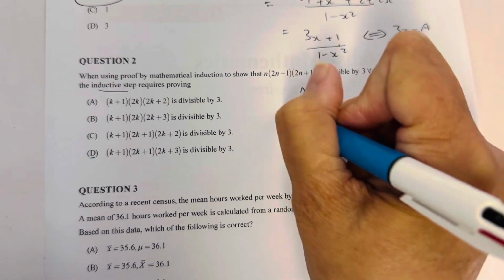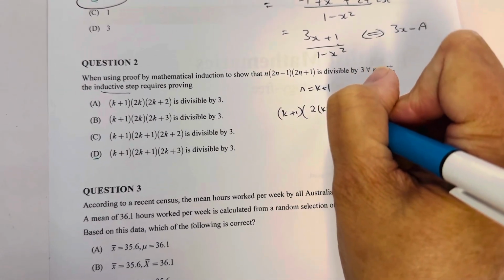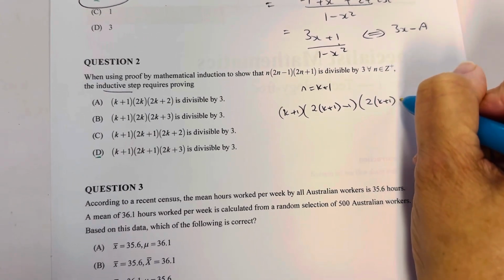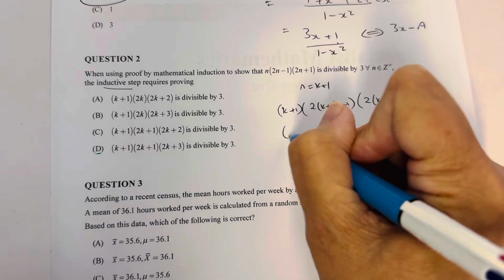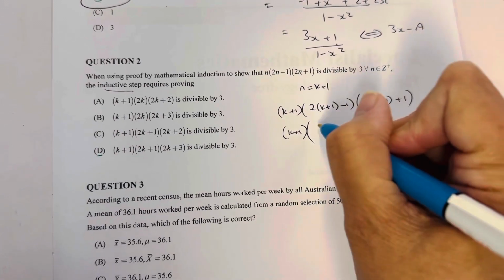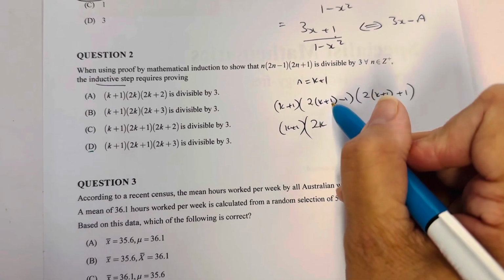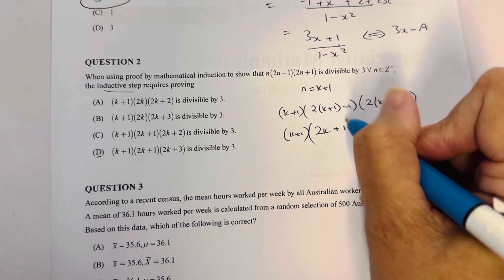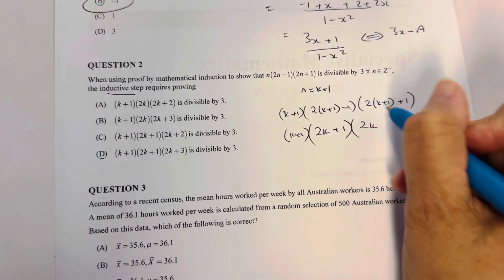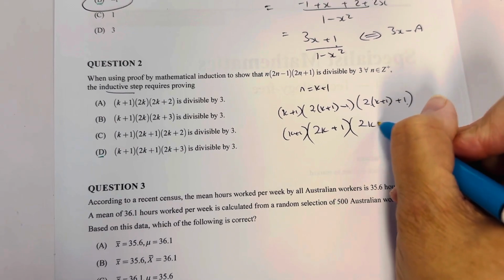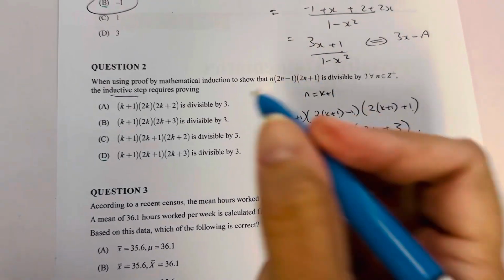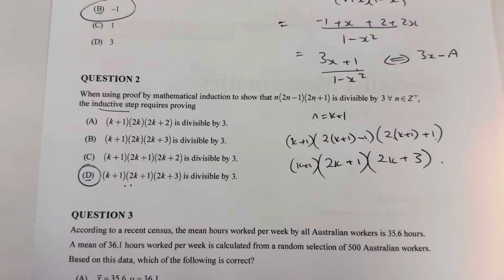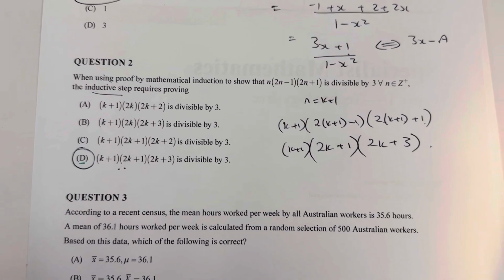So we're going to have (k + 1)(2(k + 1) - 1)(2(k + 1) + 1), giving me (k + 1)(2k + 1)(2k + 3). So that's going to equate to D as our inductive step.